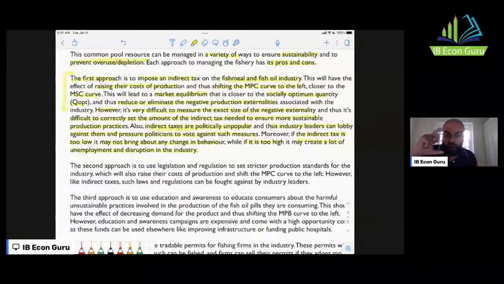Here, I took one approach, which is the indirect tax. I explained how it works, and then I evaluated some of the problems, the cons, or the weaknesses of this approach while mentioning certain stakeholders like politicians who might worry about imposing that tax, and industry leaders who might lobby against that tax. The second approach, okay?